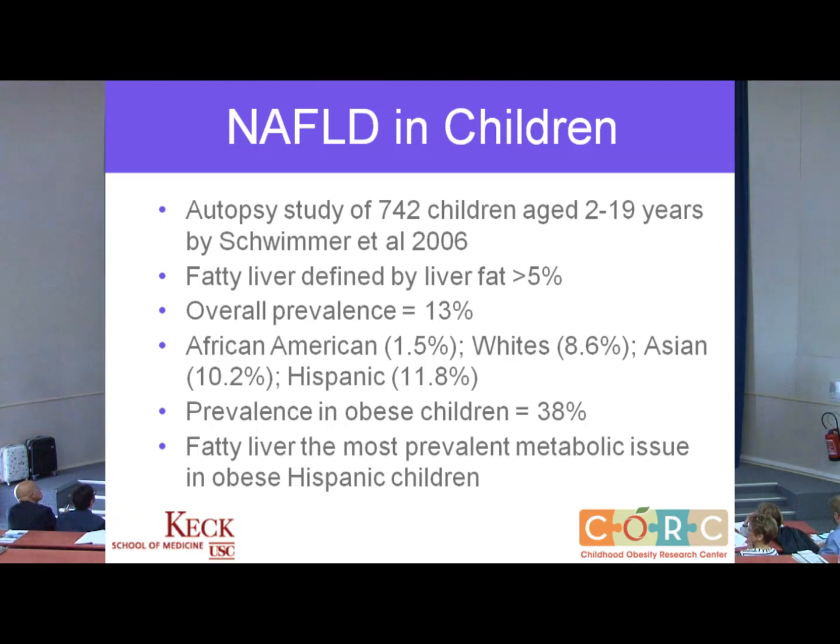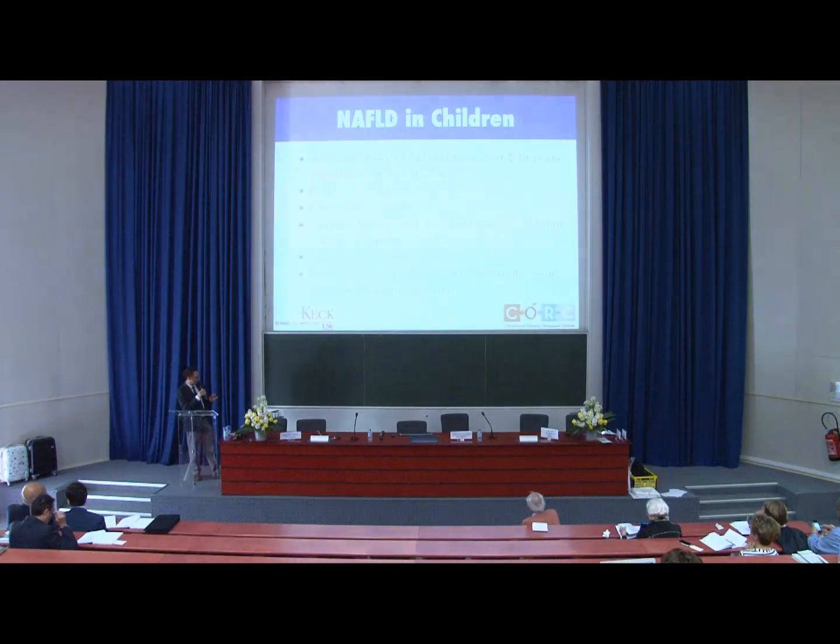So African Americans just don't tend to accumulate fat in the liver. Whites, Asians, and highest among Hispanics. So the prevalence of fatty liver was almost 40% in obese children. And in fact, in our studies in Hispanic children, fatty liver is by far the most prevalent metabolic disorder that we have seen.